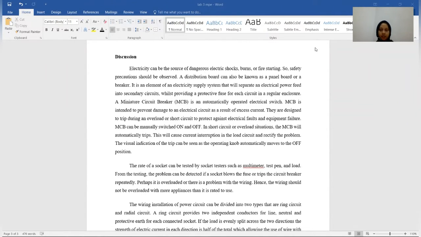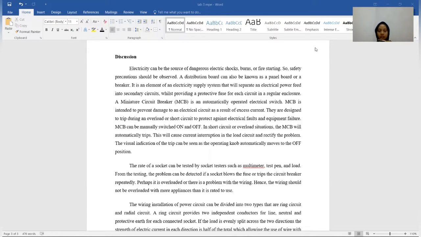Next, for the discussion, electricity can be the source of dangerous electric shocks, burns, or fire starting. So, safety precautions should be observed. A distribution board can also be known as a panel board or a breaker. It is an element of an electricity supply system that separates an electrical power feed into secondary circuits, whilst providing a protective fuse for each circuit in a common enclosure.